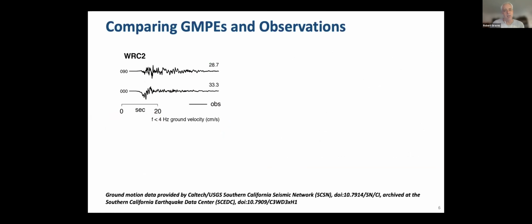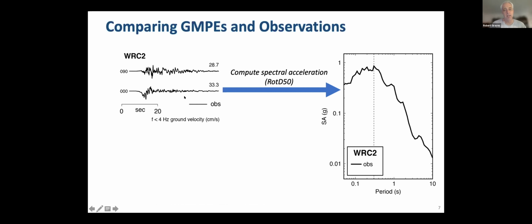Okay, I mentioned the spectral acceleration goodness of fit. So this is one way of comparing models and observations. To start with, just to get an idea of the general characteristics, I want to do a comparison of the observations with ground motion prediction equations. So the process of doing that is we start with the recordings. Here's an example for one site, the two horizontal components of motion. And from those two horizontal components of motion, we compute the spectral acceleration, and we're using the ROT-D50 parameter.